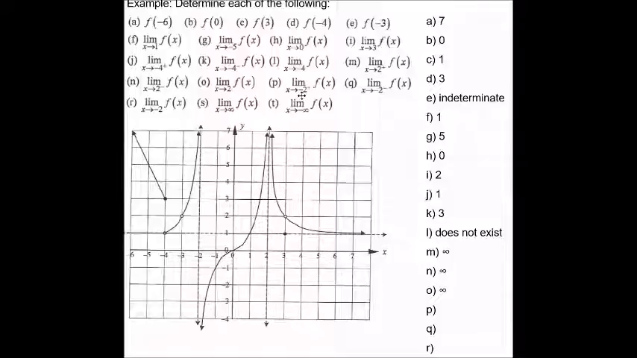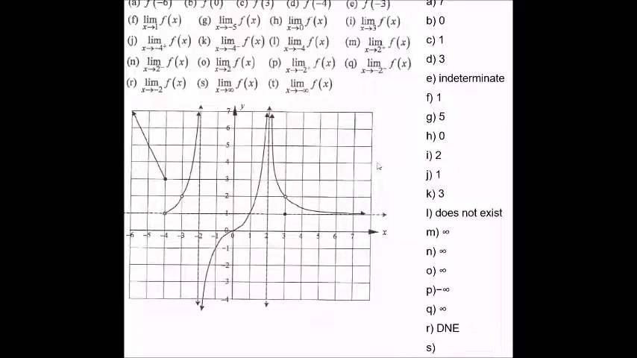Question P is asking me to approach -2 from the positive side. So -2 from the positive side is going to give me -infinity. Q asks me to approach -2 from the negative side. So as I come from the negative side, I'm going upwards towards positive infinity. And R asks me to look at -2 in general. So I'm approaching positive infinity and negative infinity. Those are two different numbers, so I can state that this does not exist. Now we often put DNE for does not exist. It's just a little bit of a shorter way to denote that.